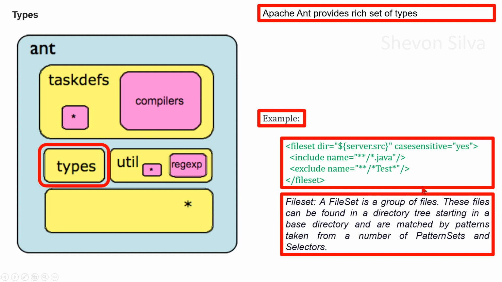Pattern sets can be specified as nested pattern set elements. In addition, file set holds an implicit pattern set and supports nested include, include file, exclude and exclude file elements of pattern set directly, as well as pattern set attributes.